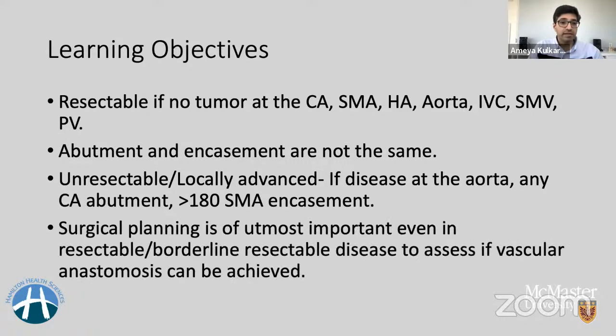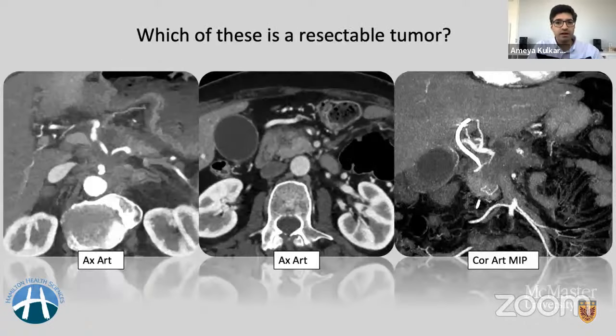Last but not least, surgical planning is of utmost importance even in resectable or borderline resectable tumors, because the local specialty of performing different vascular anastomoses can vary from site to site. So make sure that you review these cases, or your surgeons review these cases with you, to decide if the patient can actually undergo surgery. So these were the learning objectives.